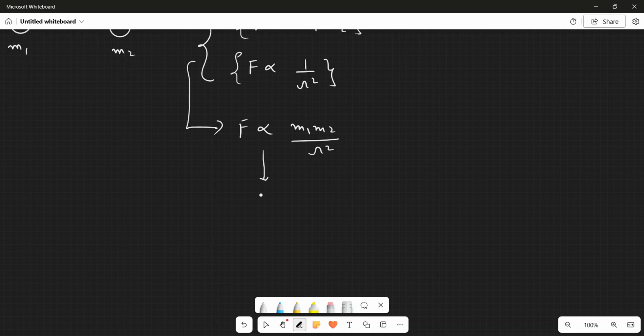When we are removing the proportionality sign and bringing in the equal to sign, we have to put in some constant. Here the constant is G and the remaining things will be the same. This G is called the universal gravitational constant, right? It is obtained after removing the proportionality and bringing in the equal to sign.